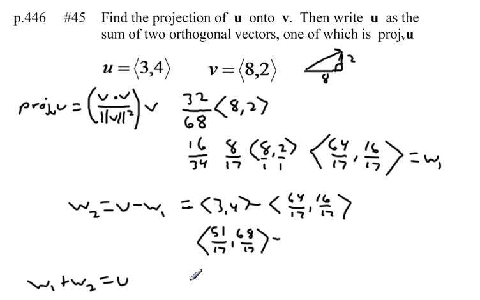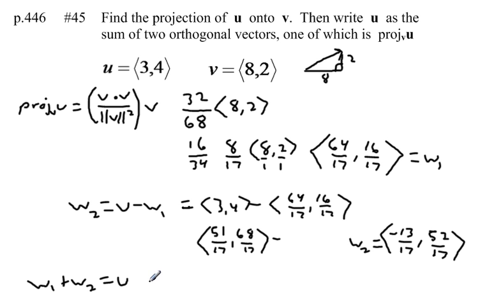So in the end, w2 is equal to, if I subtract those, 51 minus 64 is negative 13/17, comma 68 minus 16 is 52/17. And there's vector w2.